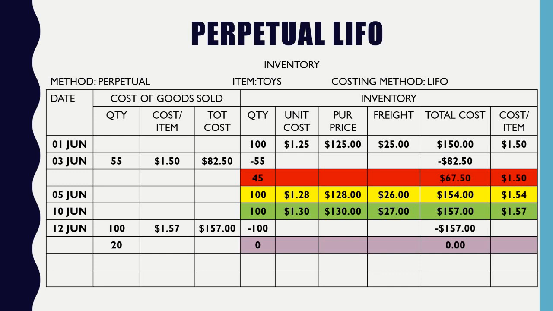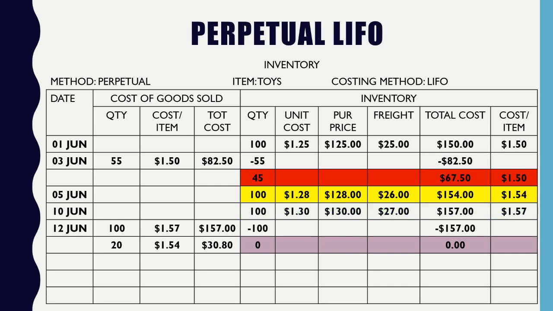Okay? Then, because we have to sell a total of 120 toys, we still have 20 left to take out. And we're going to take that out of my yellow batch of 154. So you're going to multiply 154 times 20 to get a total of 3080. And we're going to eliminate that from the yellow batch. So then now you only have 80 left in my remaining yellow batch. So we have the red one for 45 and we have 80 for the yellow.